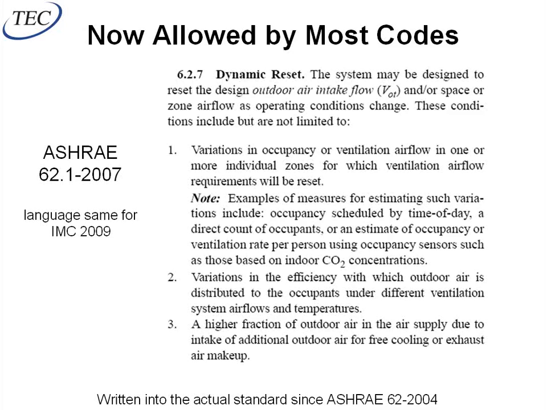ASHRAE 62.1 2007 is worded this way now, and it's exactly the same in the International Mechanical Code 2009. It's called Dynamic Reset. If you read through it, it allows you to modulate the outside air rate based on indoor CO2 levels. There are other ways you can do it, but CO2 seems to be the most widely adopted way.